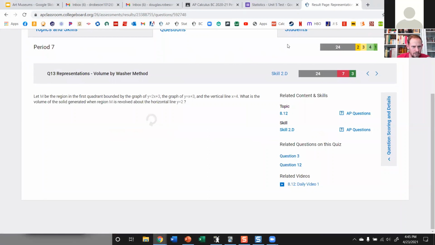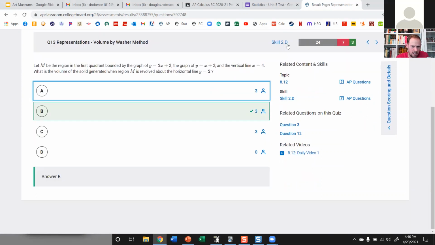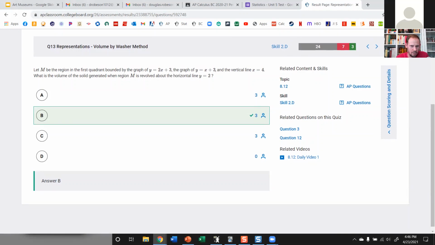All right, so let M be the region in the first quadrant bounded by the graph y equals 2x plus 3, the graph of y equals x plus 3. So those are two lines. The vertical line x equals 4. What is the volume of the solid generated when region M is revolved around the horizontal line y equals 2?